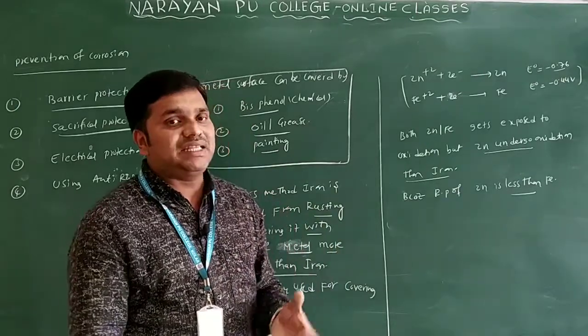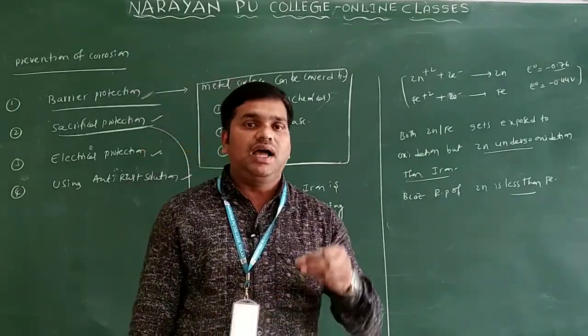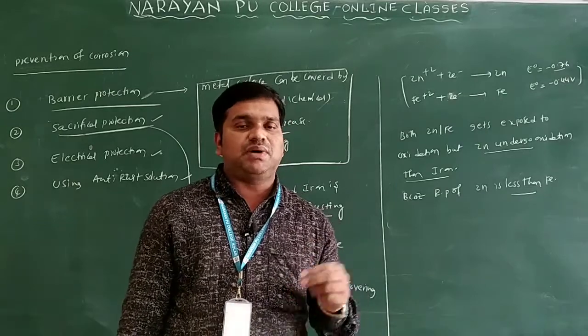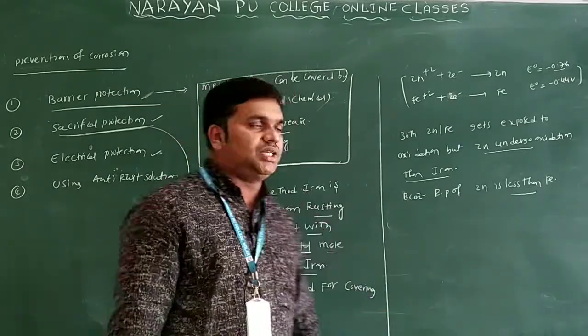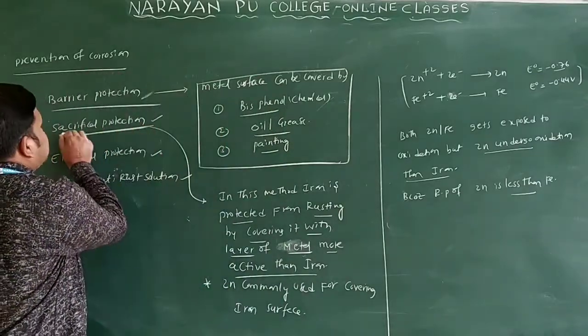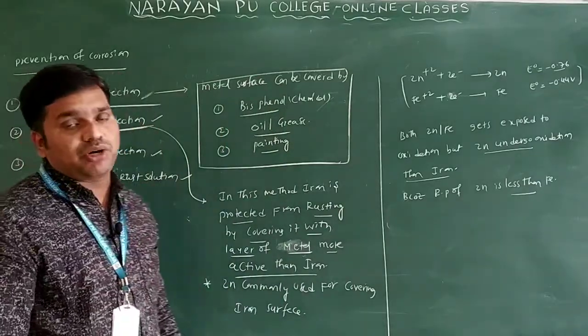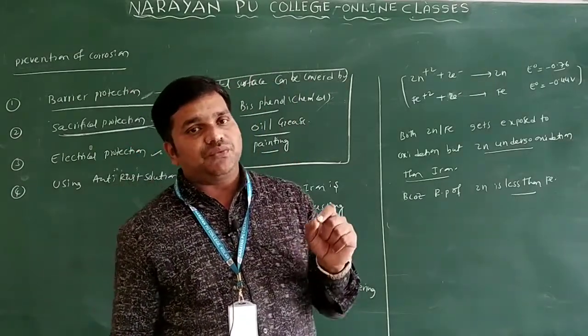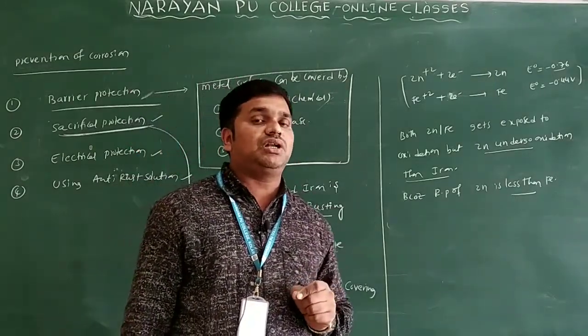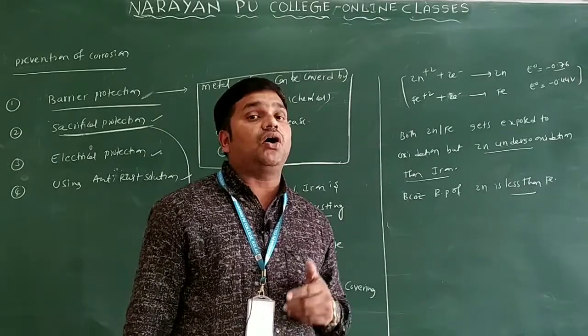So by this process, we can cover the iron metal surface by adding a metal coating on the surface. The process we are calling is galvanization. So this comes under what here? This comes under sacrificial protection. What are you comparing? You are comparing the reduction potential. The reduction potential of zinc is less than the reduction potential of iron. So zinc undergoes oxidation.